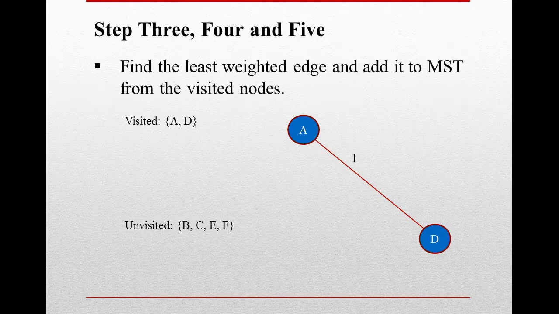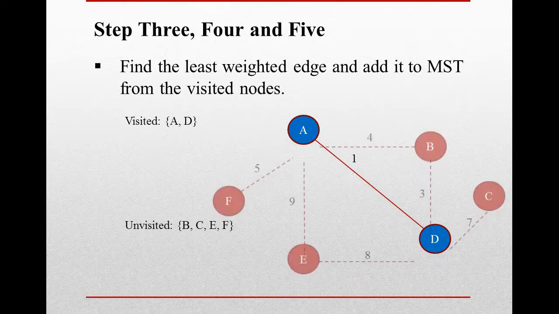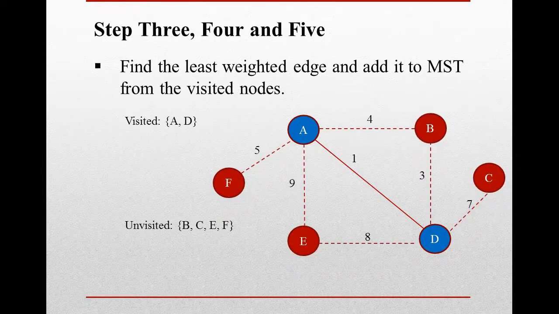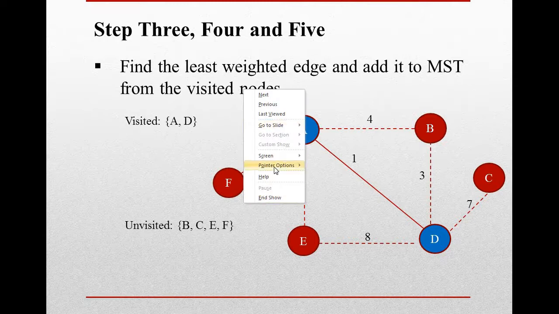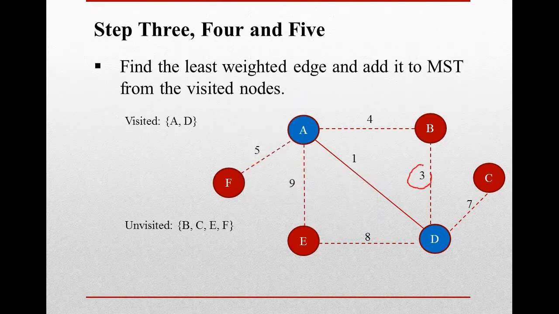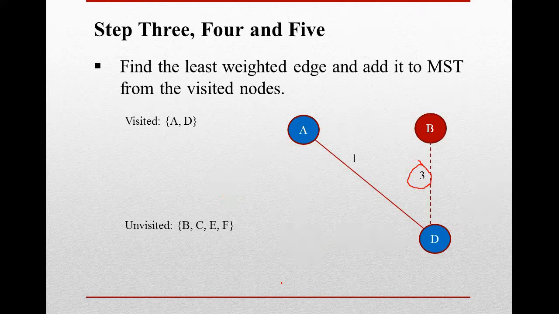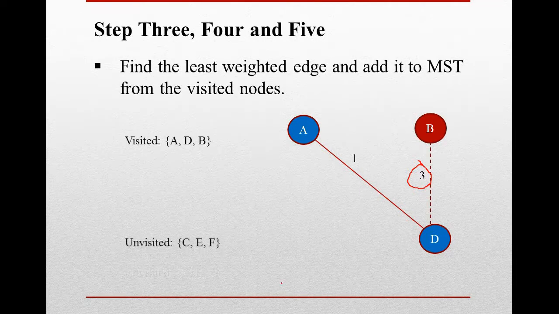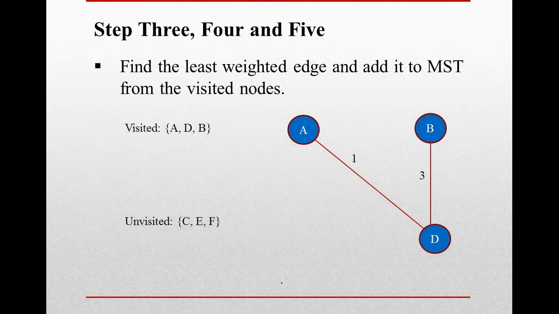So in the next iteration, we need to find all the edges connected from A and D to B, C, E and F. There may be several edges, so we need to consider all of them. So these are the edges. You have 6 edges and we need to choose the best among them. The best one is BD, because that is the one with the least weight. All the others have higher weights. So we add BD to the MST. Accordingly, we update the visited set to ADB and remove B from the unvisited set. That's it, we are done with this iteration.